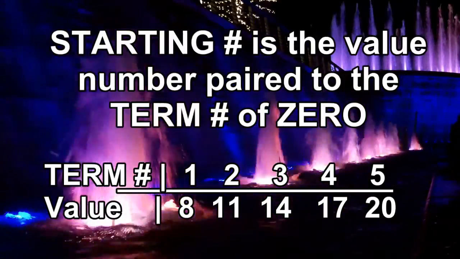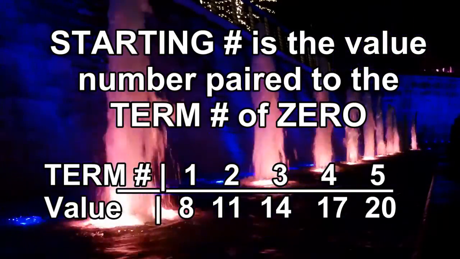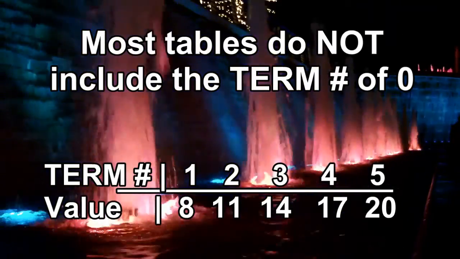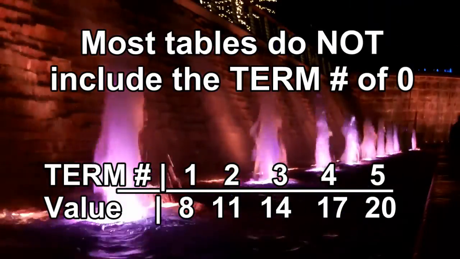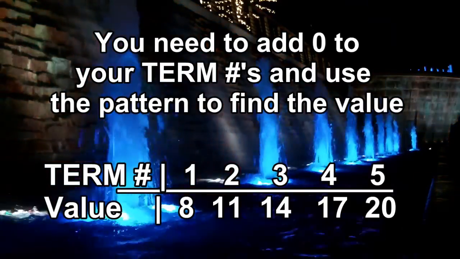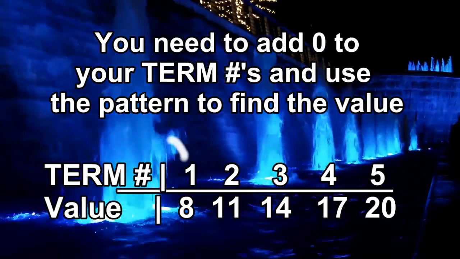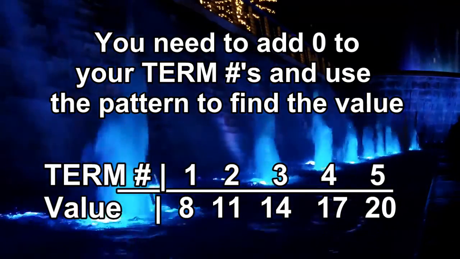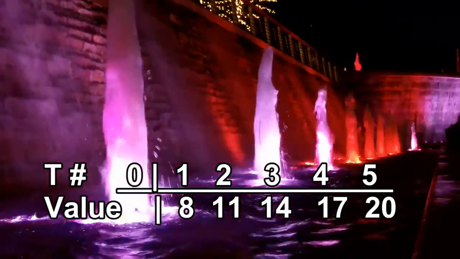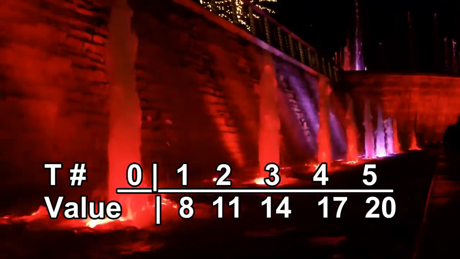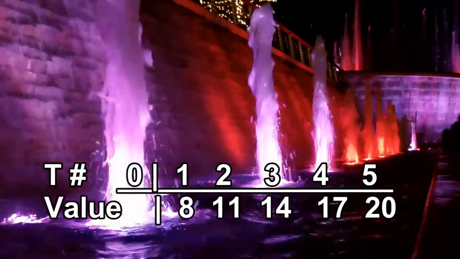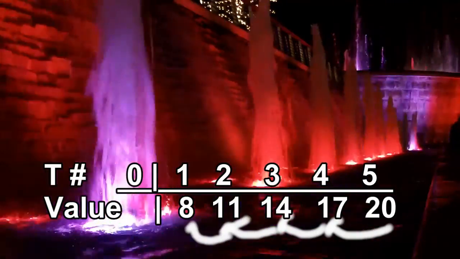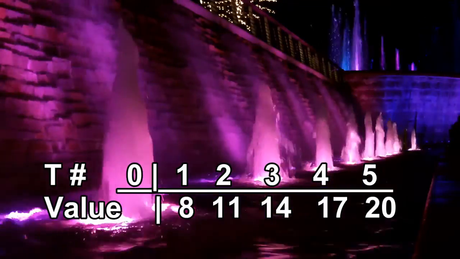The starting number is the value number paired to the term number of 0. Most tables of values will not have the term number of 0 included in the table. To get the starting number, you need to add 0 to the left of the term number of 1 and use the pattern to find the value. In your table of values, go to the left of 1 and add a 0. On your test, you may have to write 0 over the term number. Now use the pattern and find the number that would go under the 0.